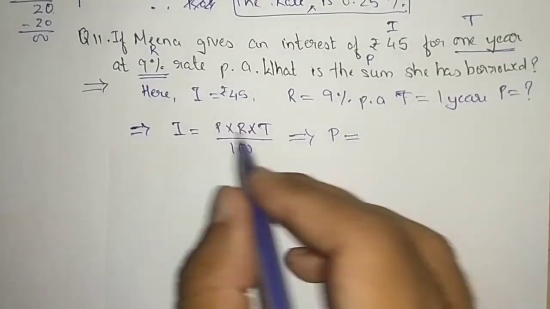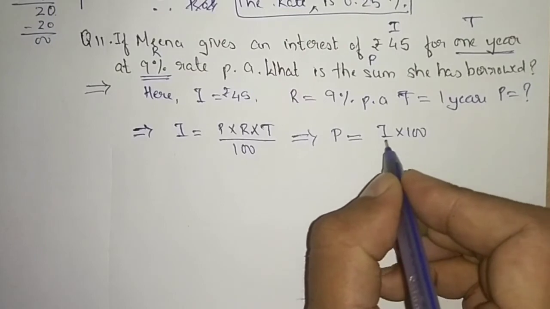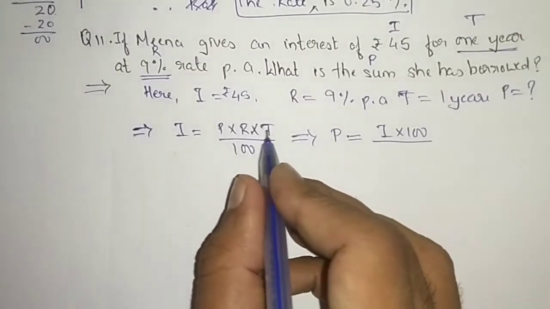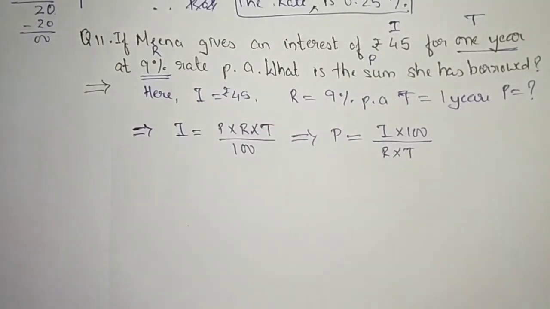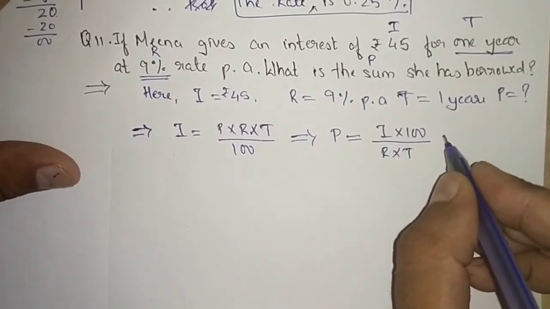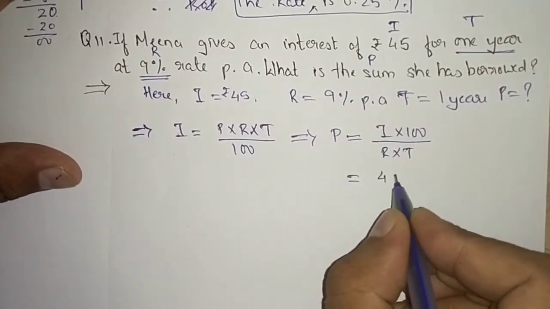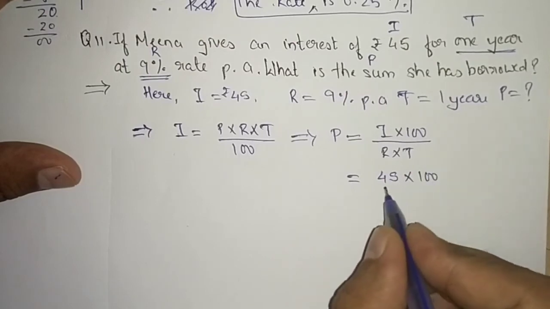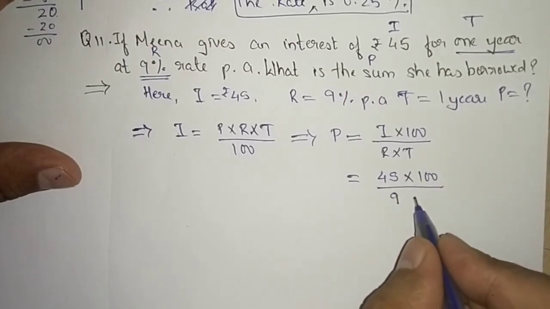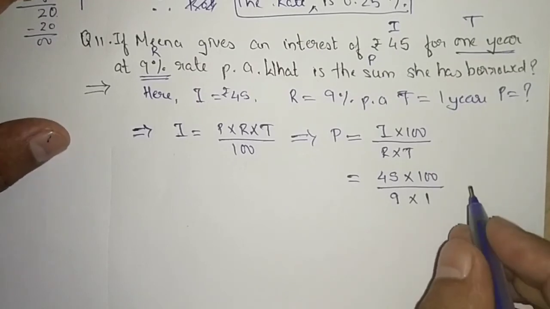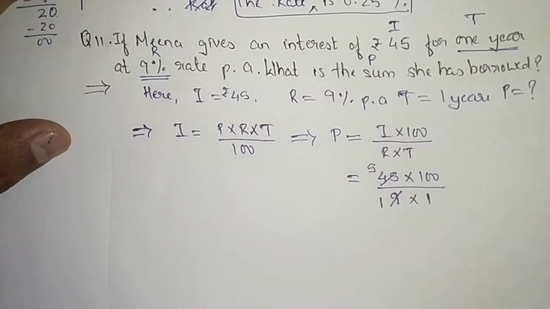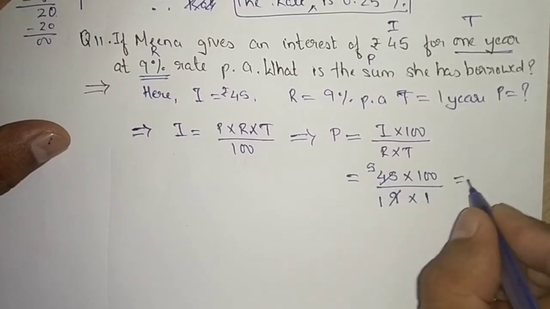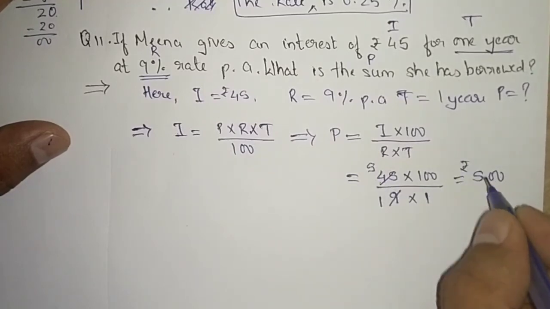So while taking 100 first, we will multiply 100 with I and then divide by R and T, because this is in the numerator, it will go that side and divide. So we will place the values. Interest is 45 rupees into 100 divided by rate of interest 9 into time period 1 year. 9 1s are 9 and 9 5s are 45. So the principal amount is 5 into 100, equal to 500 rupees.